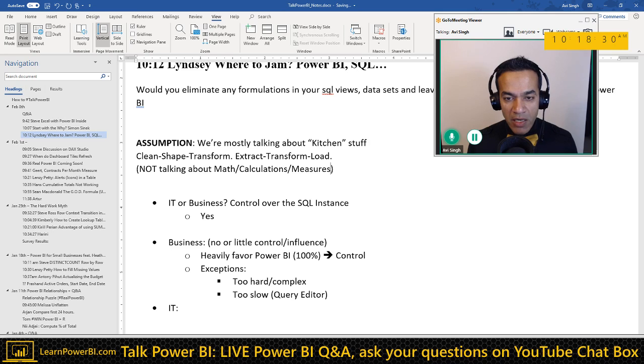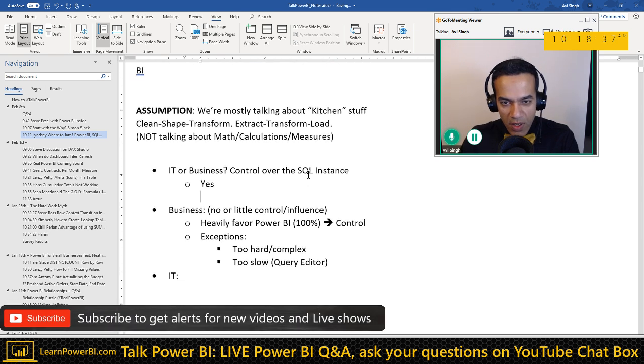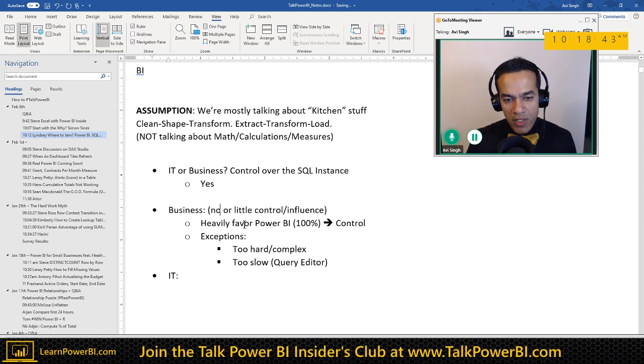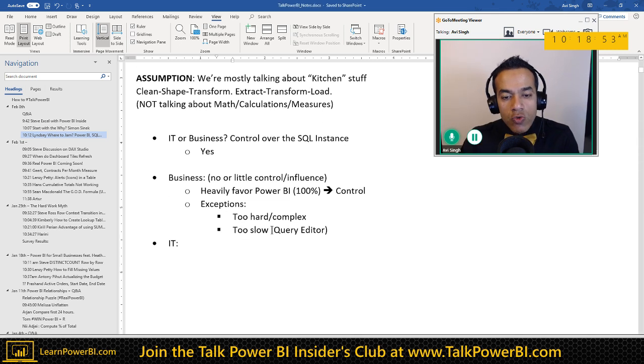We are talking about this kitchen-y stuff, all right? So if you're talking about that, IT or business, we started there. She does have control, but we are going here, so no or little control. And then sometimes it's too hard or complex, and I'm like, hey, this is going to be so easy in the SQL editor. Fair. It's fair. And again, when do you cross that line? That's up to you. Sometimes it's too slow in the query editor.